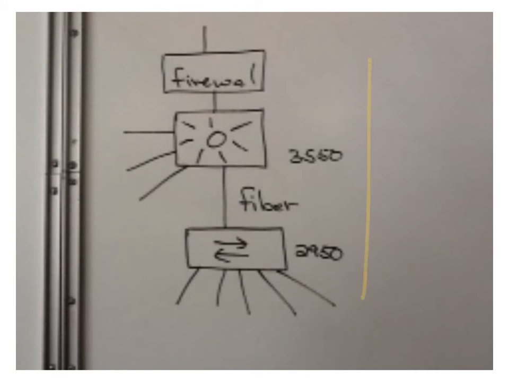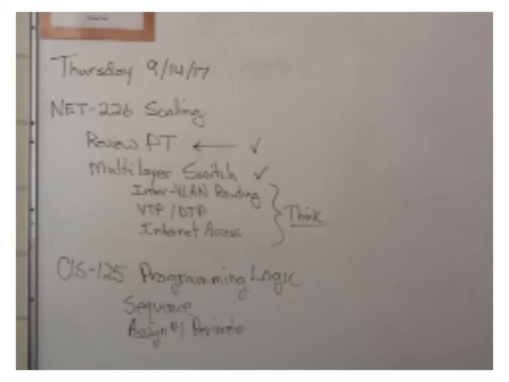And this was an example that we looked at in class. Thursday. So this is week 3. That would be day 6. Talked about packet tracers, made sure everything was okay with those and how we were looking at them. We had a multi-layered switch.